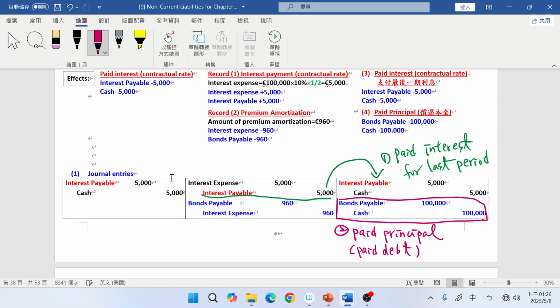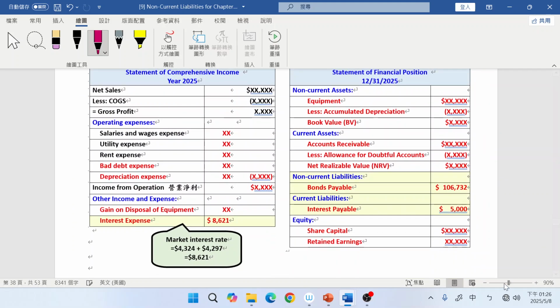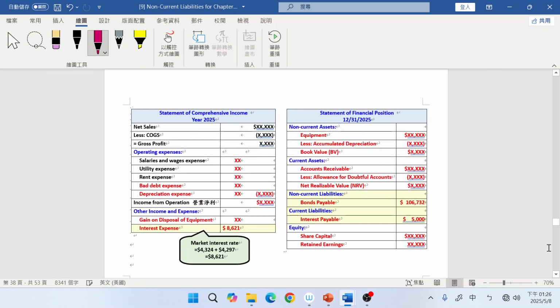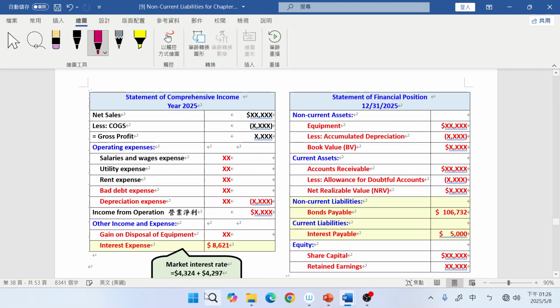No problem? Okay. So after all the process, don't forget, in accounting our purpose is not the journal entry. What's our purpose? Financial statements, right? After we use journal entries to record the process, our purpose is to get the financial statements. So here we want you to prepare financial statements for 2025. So what's your interest? Right here.